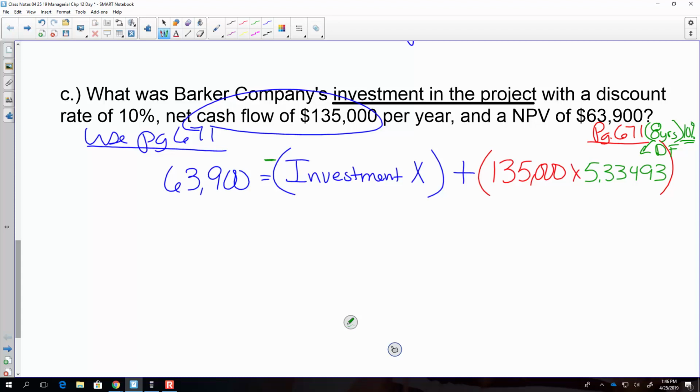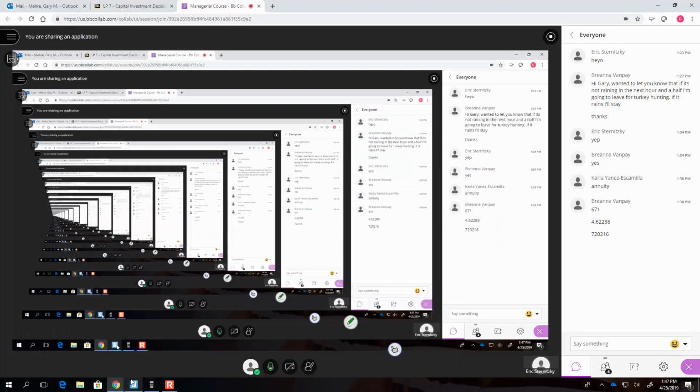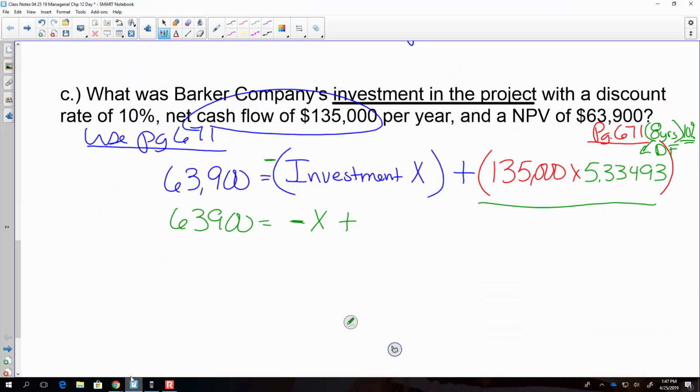So, Brianna, what is the dollar amount here of, so I still don't know X, which is negative. What's the dollar amount of this function, 135 times 5.33493? How much are we looking at here? $720,216. Okay. Are we good with that number?